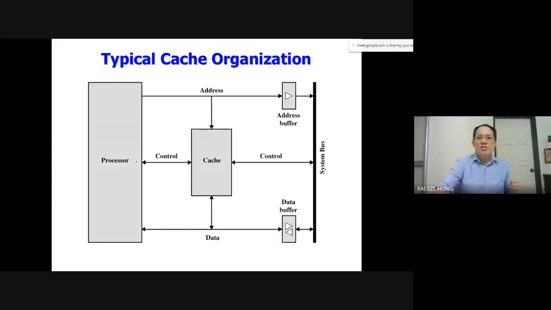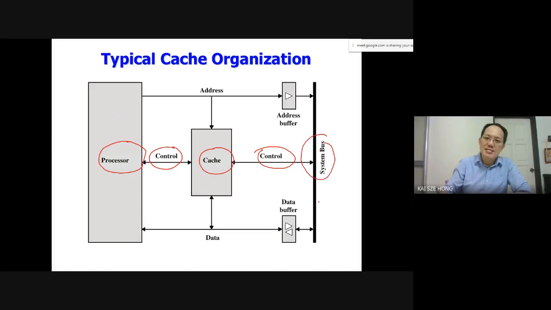So basically, this is a typical cache organization. You have a processor design, then you have control circuits. Then after that, you put a cache here. After that, you connect to the system bus. And then this system bus, you connect to your RAM. Okay, RAM over here.